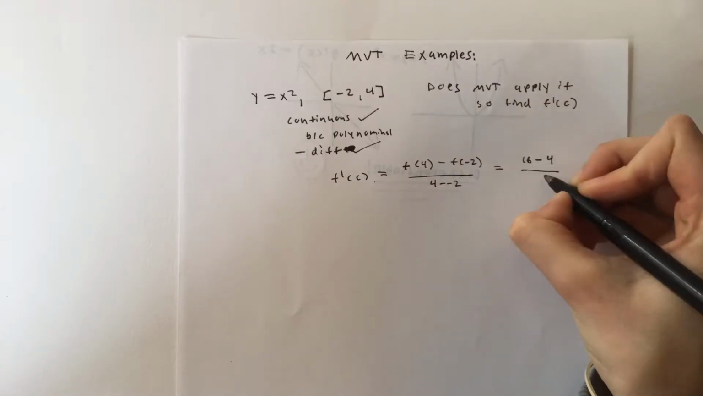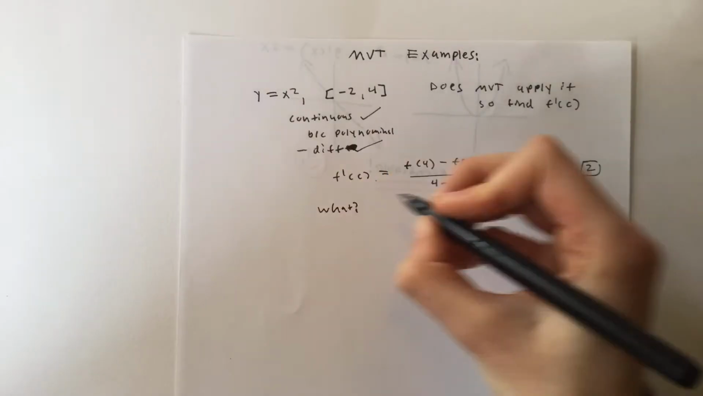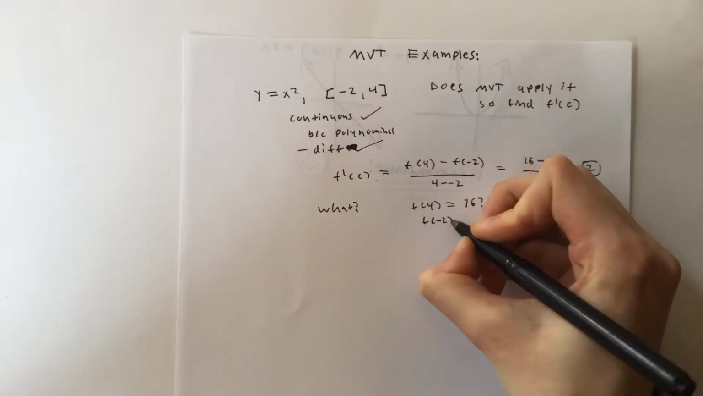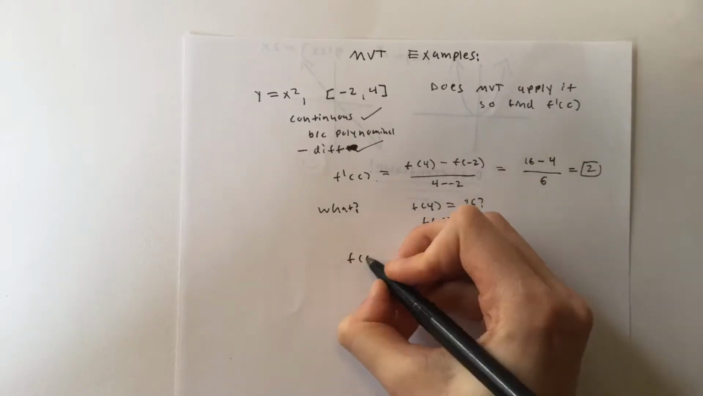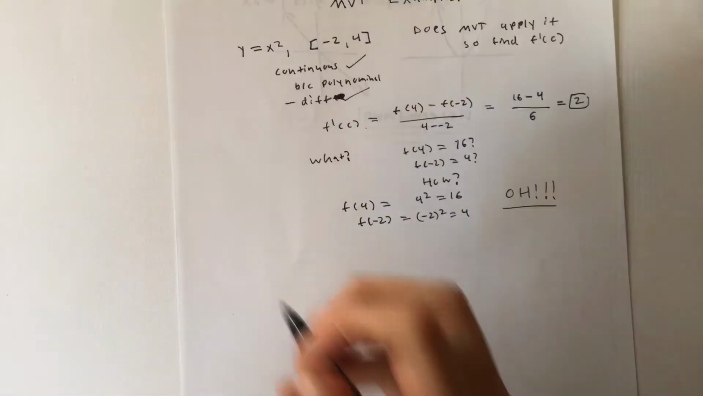What? How did you get f of 4? How did you get f of -2? How did you even get those y values? Well, you plug them into x squared. F of 4 equals 4 squared, which equals 16. F of -2 equals -2 squared, but the -2 is in parentheses, so it becomes 4. Hopefully that makes sense now.